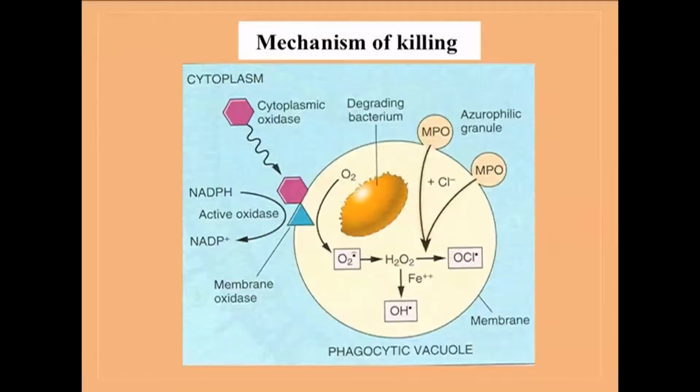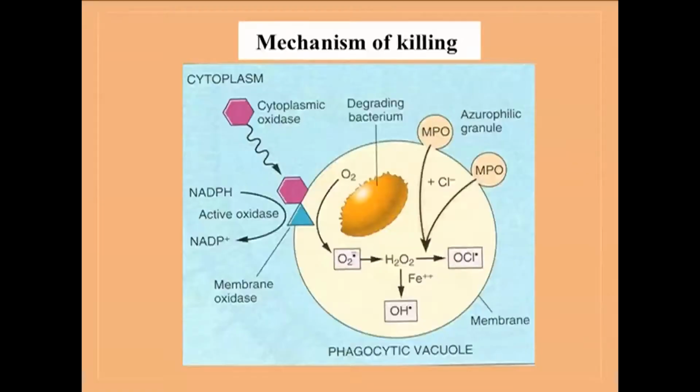Now, what happens inside the phagosome? As soon as a phagosome is formed, a membrane oxidase gets activated, and this oxidase reduces oxygen to a superoxide radical. The superoxide radical accepts electrons and protons and is converted to H2O2. H2O2 again accepts an electron and proton and is converted to a hydroxyl radical. This way, many different reactive oxygen intermediates are produced inside the phagosome.